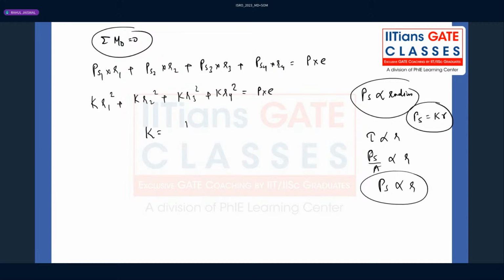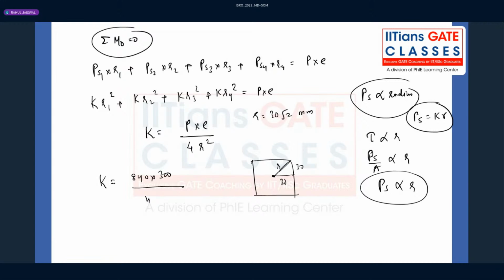So what will be the K? K can be written as P into E divided by, see here R1, R2, R3, R4 all are equal, so we can write 4 times R square. But now we have to calculate what is the R. This is the R. This is 30, this is 30, so this will be 30 into root 2. R will be 30 root 2 mm. So first of all calculate K. P is 840 into 300 divided by 4 into (30 root 2) whole square.